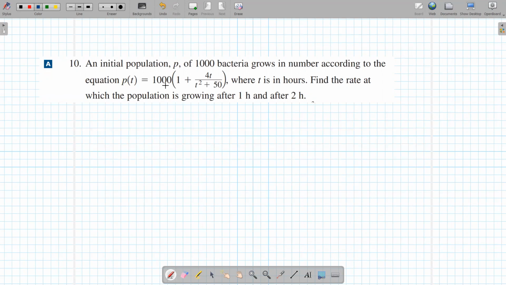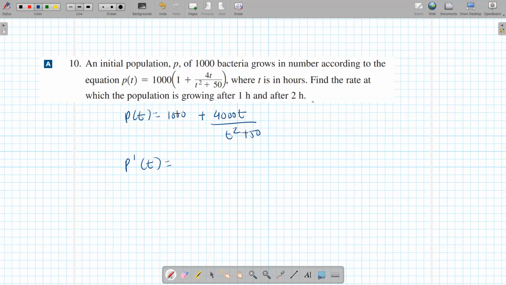So to find the derivative, if you can clean it up, I would always say clean it up before you find the derivative. It'll make your life easier later. So to clean this up, I'm just going to FOIL it. So 1000 times 1 is 1000, and 1000 times the other term will be 4000t divided by t squared plus 50. So tell me, what's p prime of t? I need to find the derivative of this guy. Any ideas?